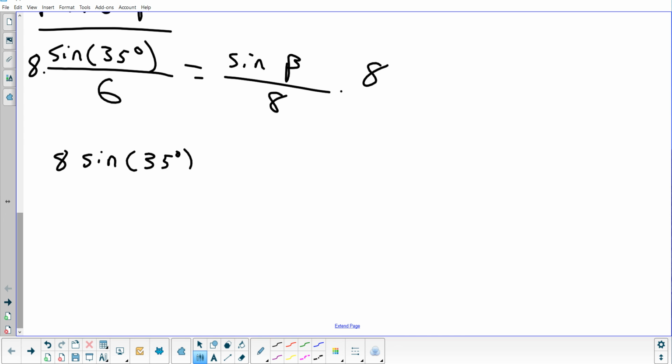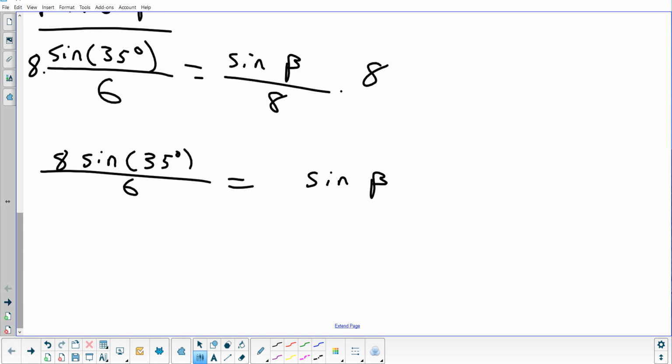Times 8. And the left-hand side is 8 sine 35 over 6. Yes, technically you can reduce the 8 and the 6. You could make it 4/3. But honestly, when I type that in, it doesn't really matter if I press the 8 and the 6 button on the calculator or the 4 and the 3. If I reduce it, I'm just risking making a mistake. So I just leave it. Okay. So the left-hand side is equal to the sine of my angle.